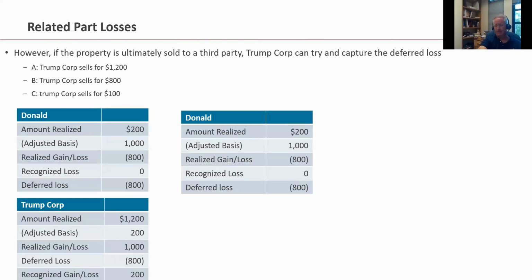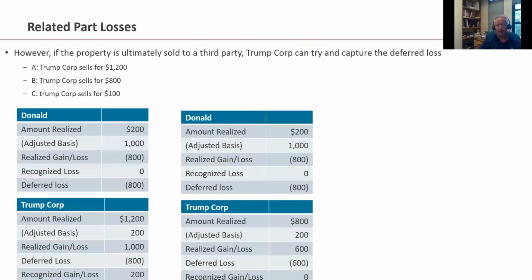All right, now let's look at a second iteration if he sells it for 800. So if he sells it to his corporation for 200, everything's the same. Now Trump Corp sells it for 800. The amount realized is 800, their basis is 200. The realized gain is 600. They are not allowed to capture any more than their realized gain. So they can't deduct all 800 of Donald's loss.